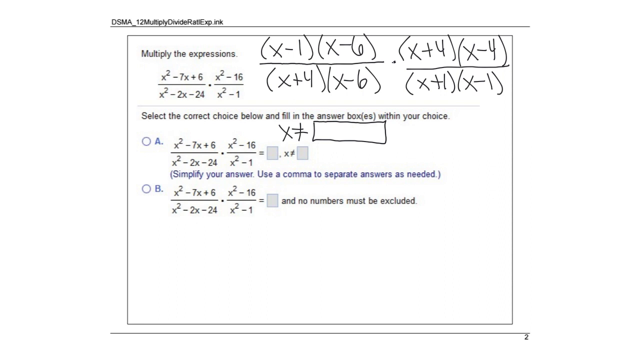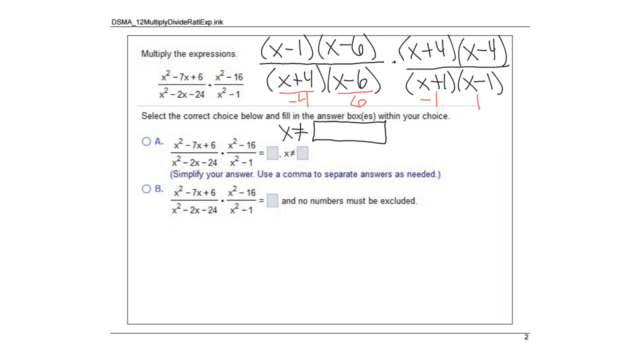Before we get going with trying to simplify this, let's go ahead and grab our exclusions. So we've got x plus 4 here, so that would give me a -4. I have x minus 6 here, so when I set that equal to 0, it's going to give me plus 6. Here I have a -1, and here I have 1. So we're taking each of those binomials, we're setting them equal to 0, okay? And that is giving me all the exclusions.